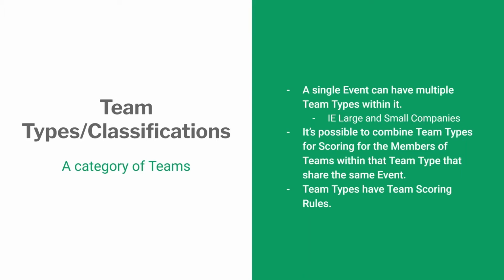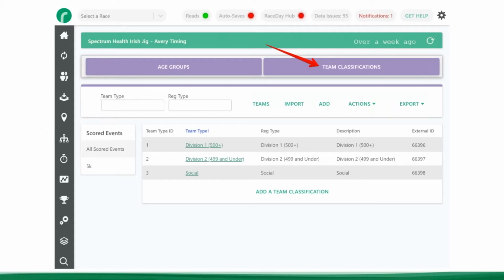And then you can go from there and maybe adjust one or two if you needed to. But we find that most of the time all of the team types associated with the 5K are all scored the same. So it's just good to know the relationship between these things and how flexible it is so that you can build out your scoring the way that you need it to be done.